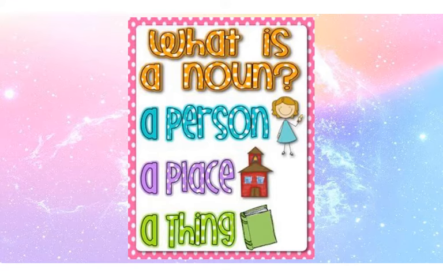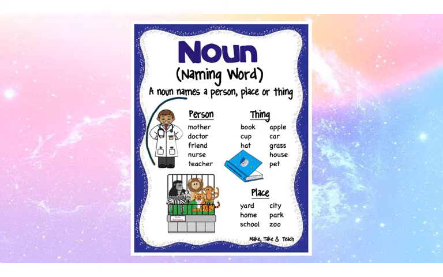So a person could be, right here, a mother, a doctor, a friend, a nurse, or a teacher. A noun could be a thing, right here, a book, a cup, a hat, an apple, a car, grass, house, or pet. Or a noun can be a place. It could be your yard, it could be the city you live in, home, the park, school, or a zoo.